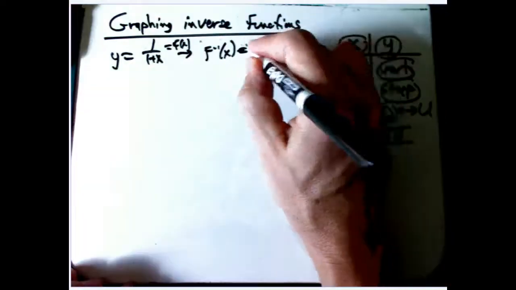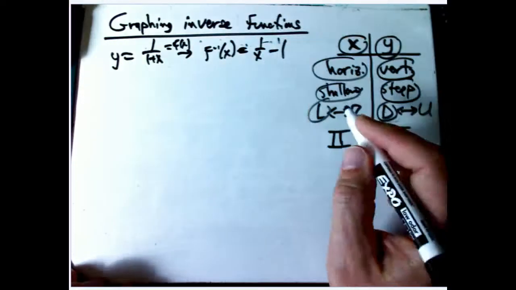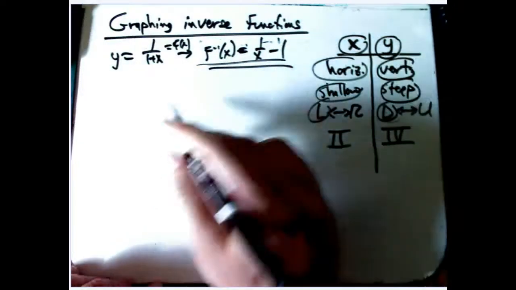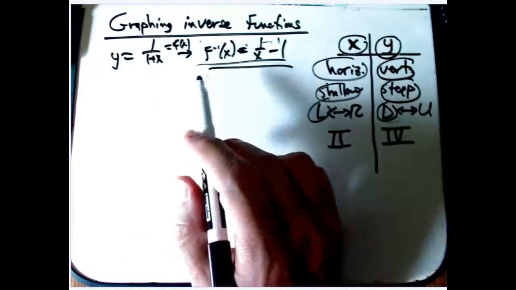The sort of cheating way would be, okay, this was 1 over x minus 1. But I'm going to totally ignore that, and you can use it to check my answer if you want by just graphing that. But what if we weren't able to do that algebra?